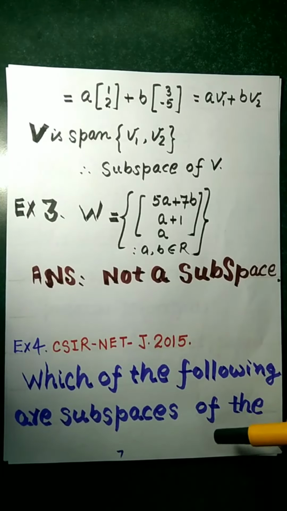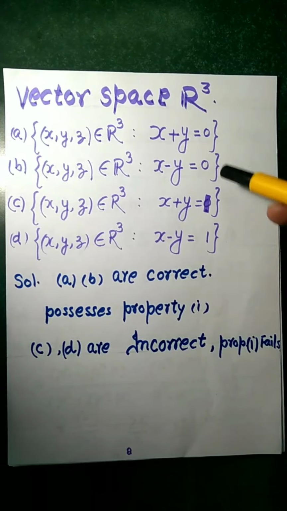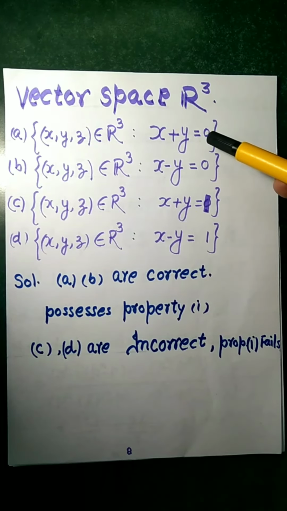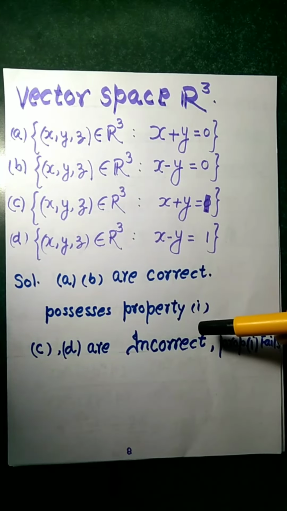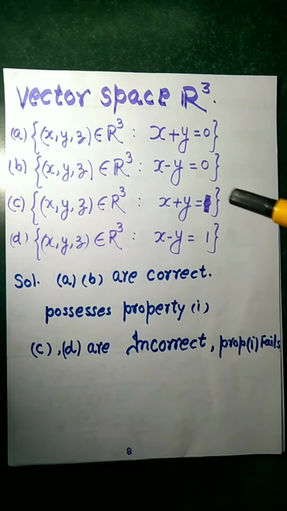This is the question. Which of the following are subspaces of the vector space R3? These are some options. We can check these options: A and B hold the conditions or properties of a subspace, while C does not hold. Therefore, options A and B are correct here.